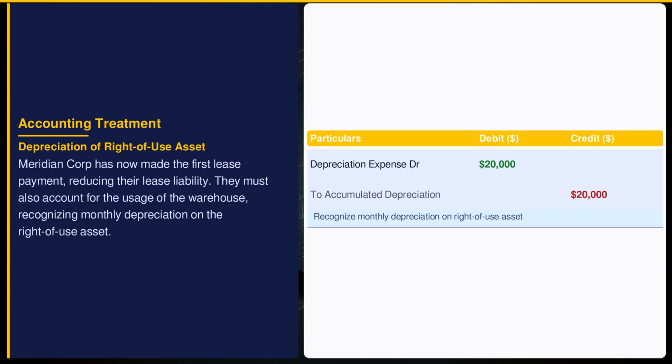Indian Accounting Standard 1 mandates systematic depreciation of the right-of-use asset over the lease term. Meridian depreciates the $1,200,000 asset by $20,000 monthly, affecting both the income statement and accumulated depreciation. This reflects the asset's consumption, impacting net income while maintaining asset accuracy on the balance sheet.